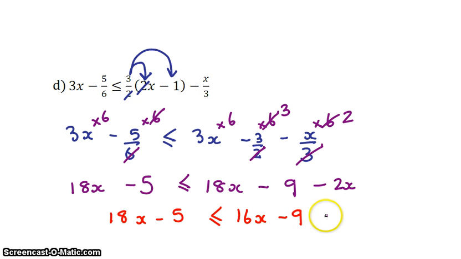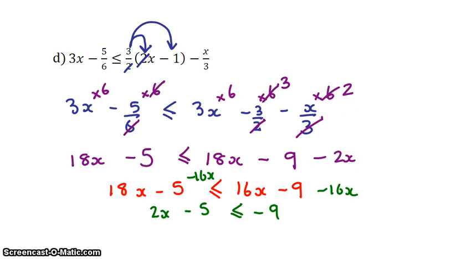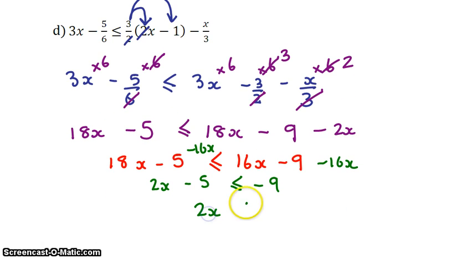So I could minus 16x on both sides, and that's allowed. So I get 2x minus 5 is less than or equal to minus 9. I'm now going to plus 5 on both sides. Be careful of your integers. And I'm going to divide by 2. So I get x is less than or equal to negative 2. So inequalities really are quite easy.